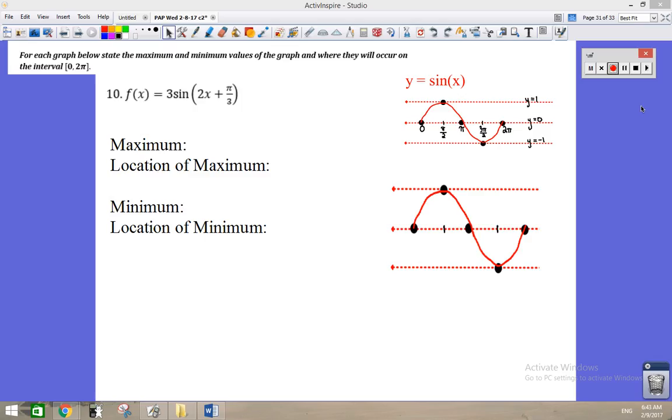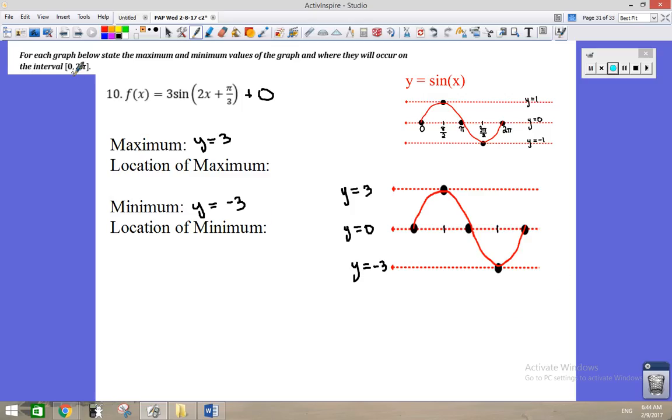Let's start with the center line, and I can see that we're not lifting the original parent function up or pushing it down because we're not adding or subtracting any value to that. So the new center line is still y equals 0, and the amplitude is 3. So 3 units above and 3 units below the center line are the max and min. So that's why I say I think that it will be pretty easy for you to recognize what the max and the min are.